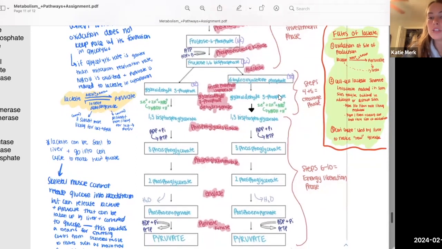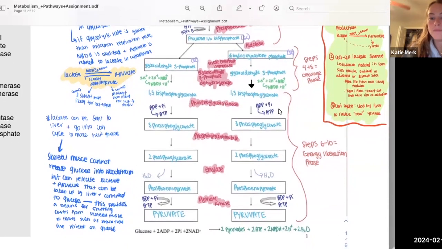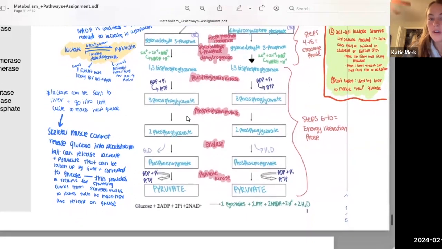And then our glyceraldehyde 3-phosphate produces NADH from NAD plus via the glyceraldehyde 3-phosphate dehydrogenase enzyme, and it gets converted to 1,3-bisphosphoglycerate. Then with phosphoglycerokinase, makes an ATP and converts our 1,3-bisphosphoglycerate to 3-phosphoglycerate. Then glyceromutase converts that to 2-phosphoglycerate.